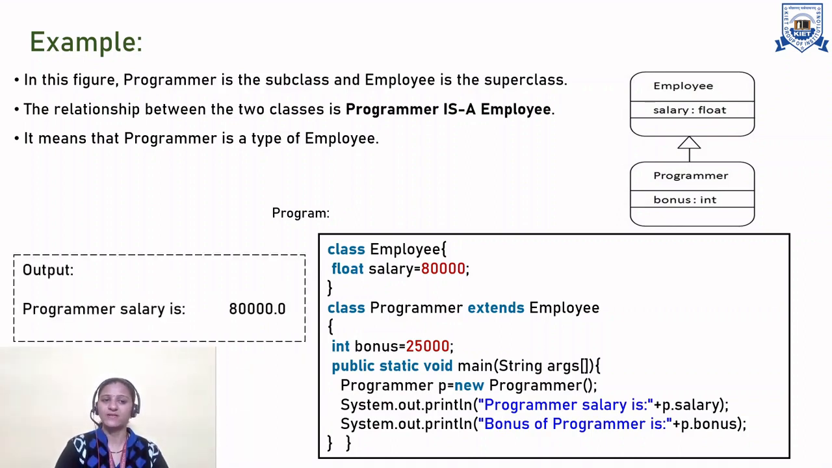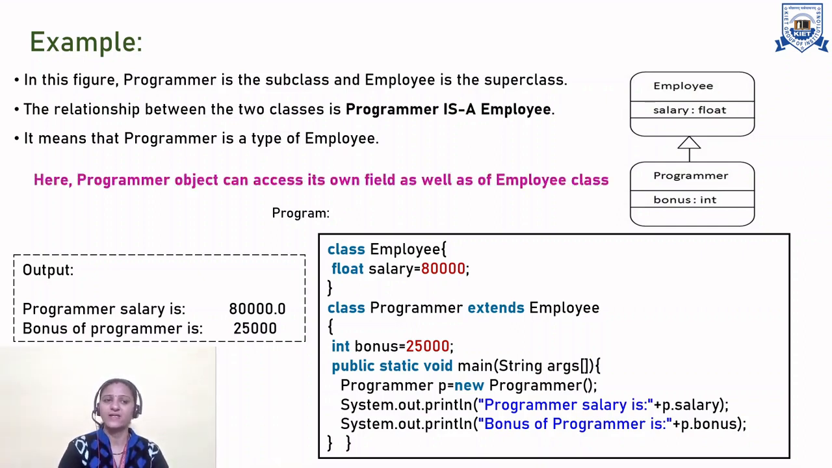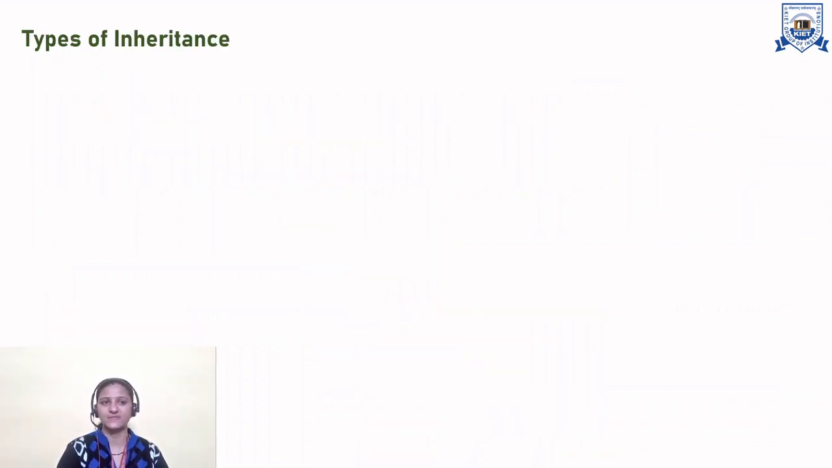So this is the output. The programmer's salary, as it is a float, will display 80,000, and the bonus of the programmer is 25,000. So this is the benefit of inheritance. Here, the programmer object can access its own field as well as the employee class.